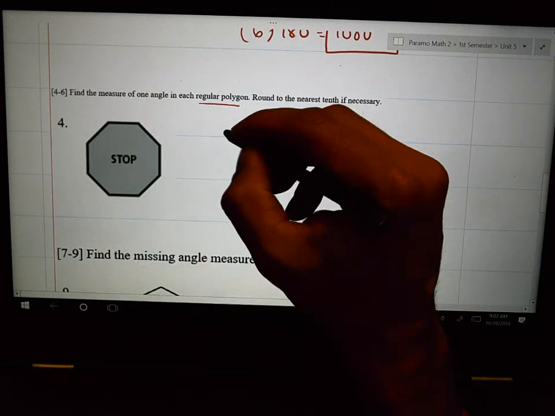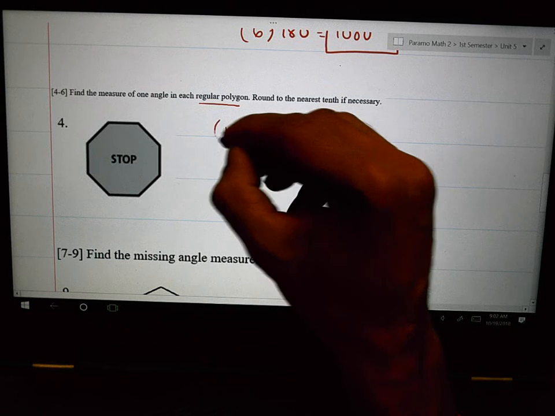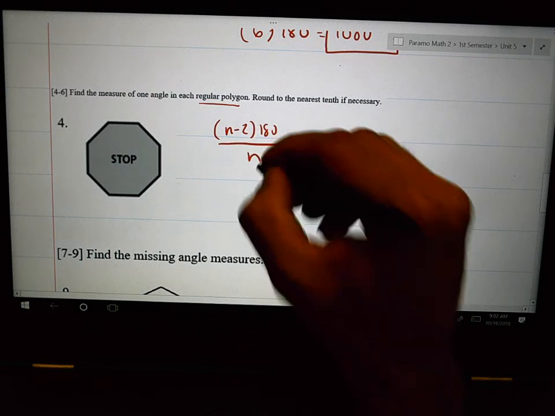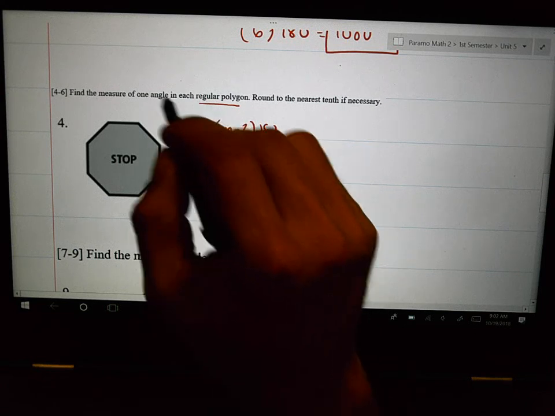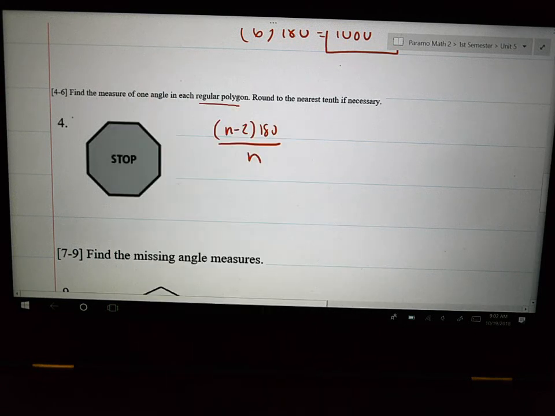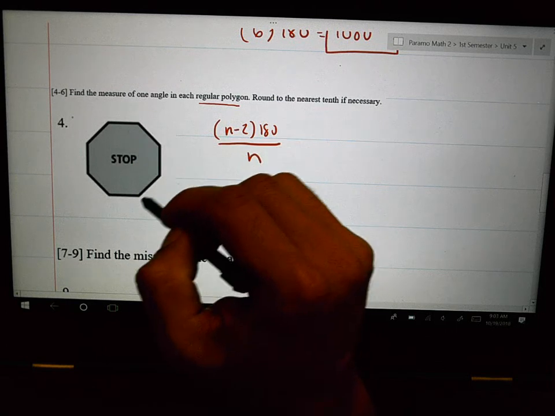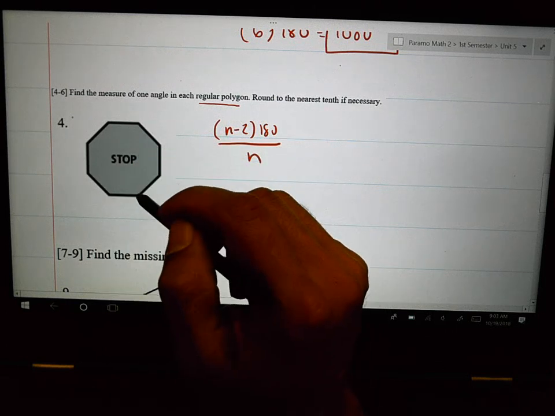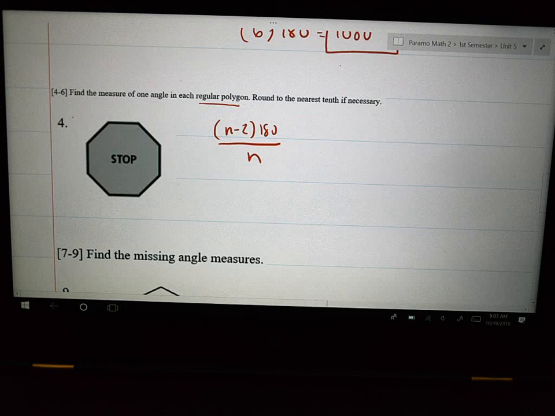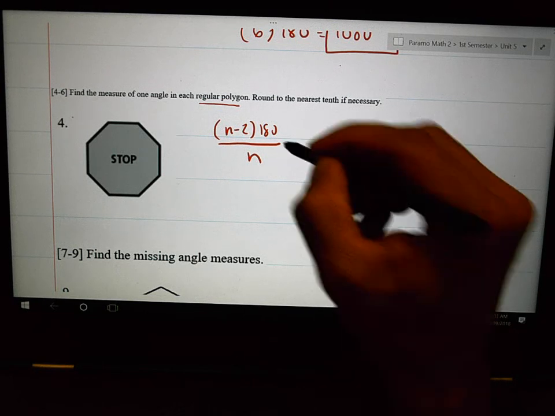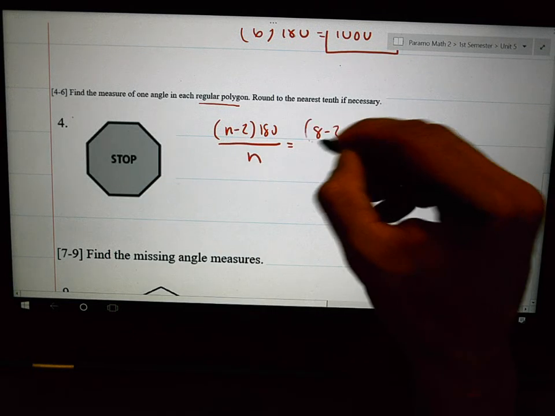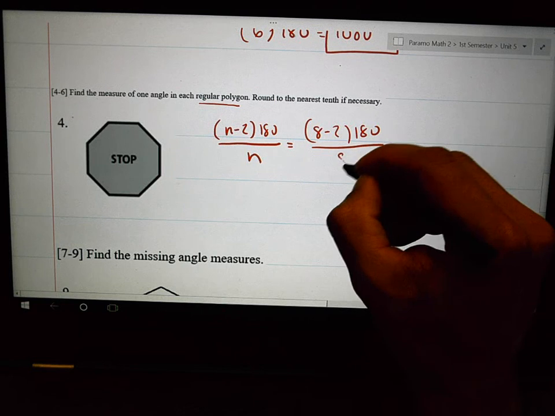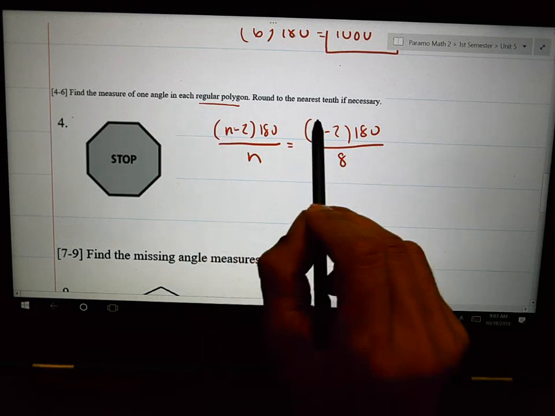So I'm going to write down my formula first. I'm going to use the n minus 2 times 180 divided by n formula, because it says individual or one angle in this polygon. This is a stop sign. This is the same shape that you would see if you were driving down the road. The stop sign is an octagon, by the way. How many sides does an octagon have? It has 8 sides. So I plug in the number 8 for n in both.